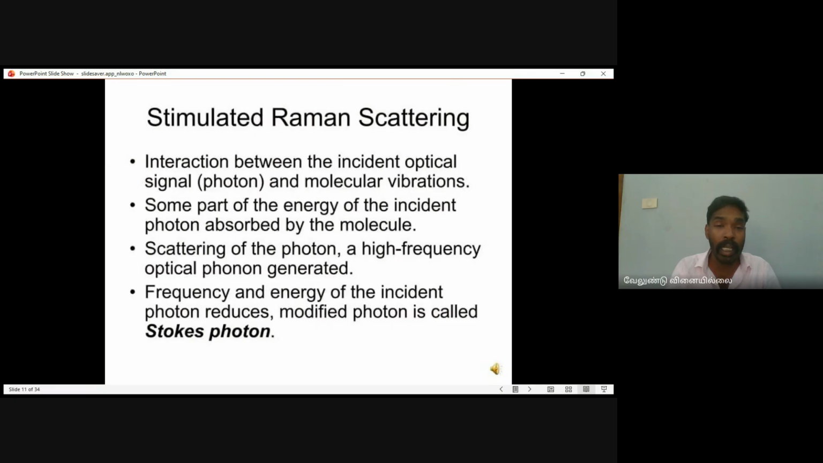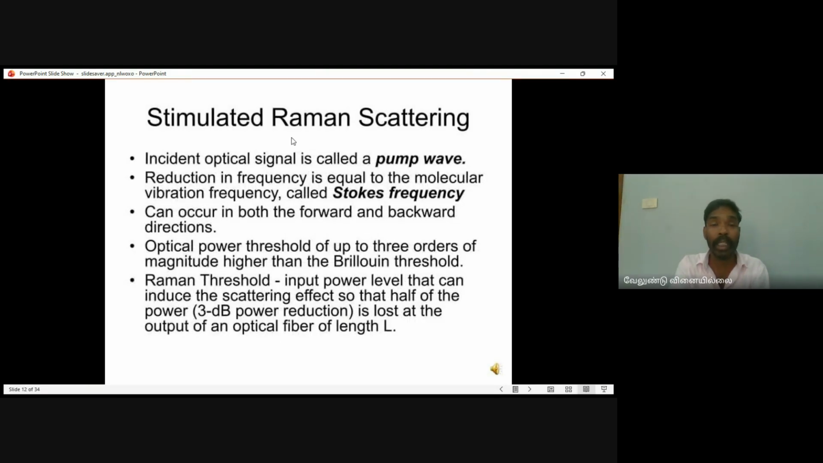But what is the light? Some part of the energy of the incident photon is absorbed by the molecules. For example, if some of the energy is absorbed by the molecule, then less energy will be released. So automatically the photon energy will be reduced. That's known as the Stokes photon. So there is an incident optical signal called the pump wave.